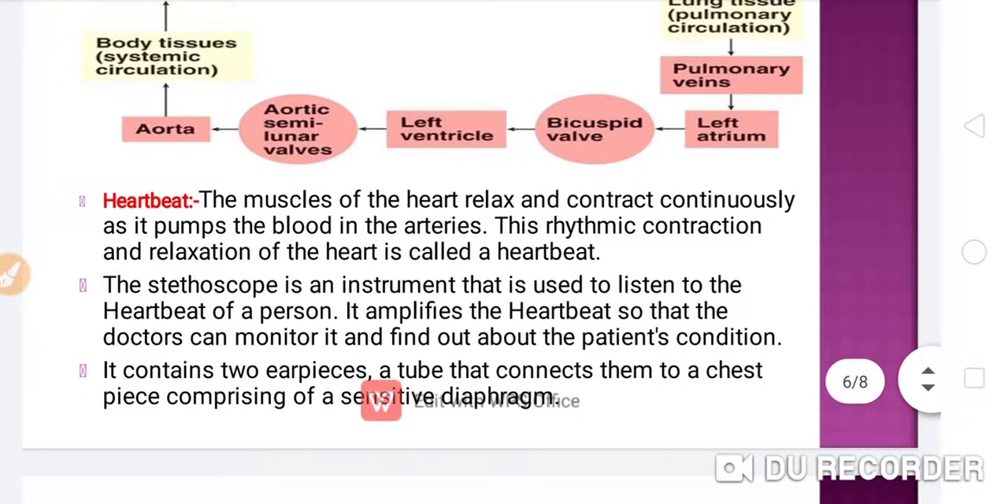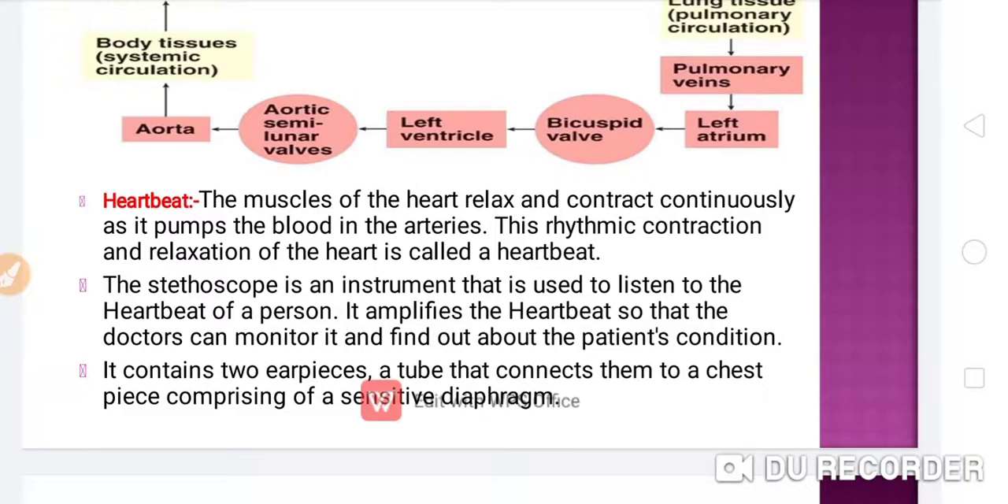Okay, now next, heartbeat. What is the heartbeat? The muscles of the heart relax and contract continuously as it pumps the blood in the arteries. This rhythmic contraction and relaxation of the heart is called a heartbeat.